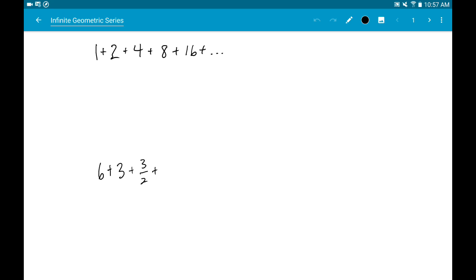Alright everybody, we're going to be talking about some infinite geometric series. Below I've got two examples of what a geometric series means. And when you have this dot, dot, dot at the end, it means it's going to go on for a while. And so just a few things to remind you of what makes a geometric series.